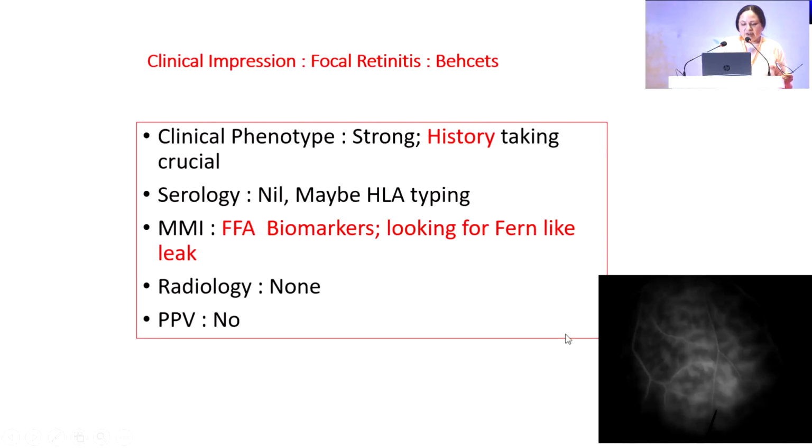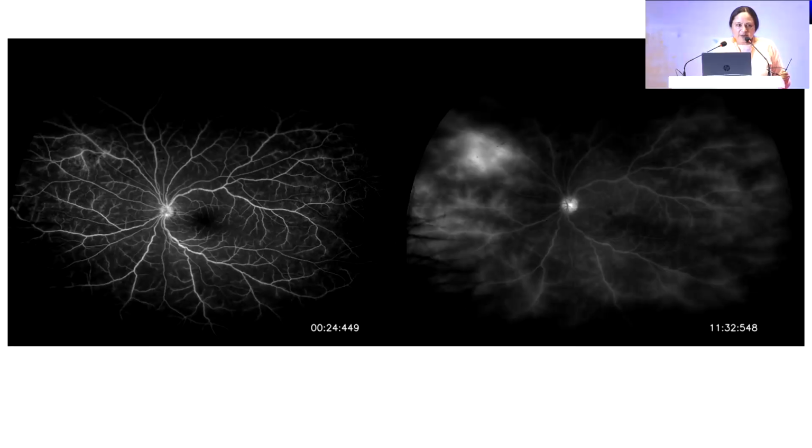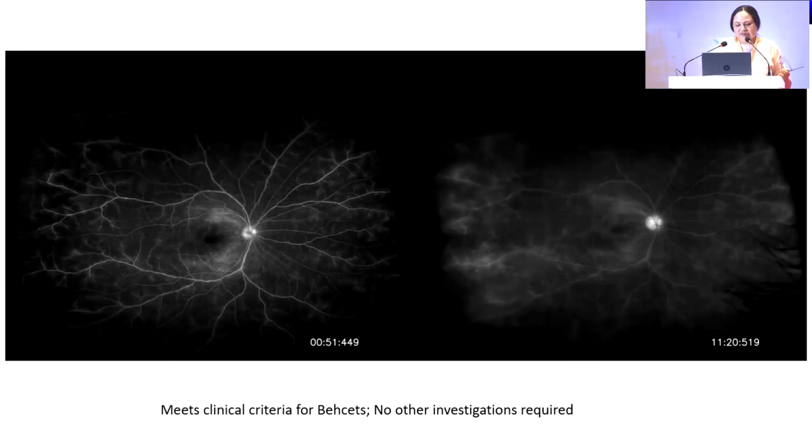You do the fluorescein angiogram. You see the leakage from the capillaries, which is very typical fern-like leakage. You do not need any other lab. HLA typing B51 maybe, but not really. So it is only the history and the fluorescein which is required to make a diagnosis of Behçet's disease. And this is very typically a Behçet's angiogram. You see fern-like leak, which is leaking in the late phase. If you pay attention, these are the capillaries which are leaking and not the major vessels. This is generally bilateral.